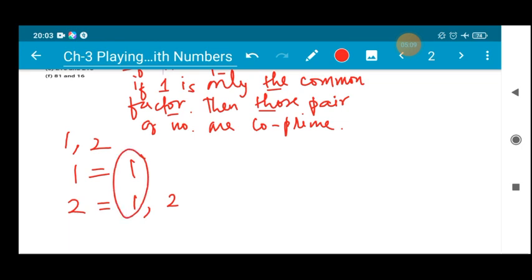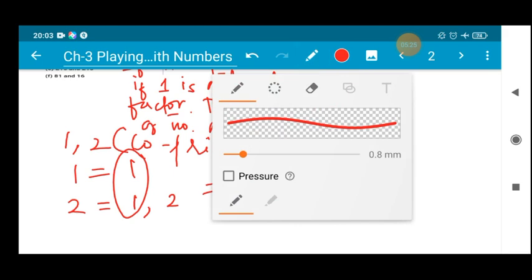So what is the common factor here in both the cases? 1. If in such numbers you get only 1 as a common factor, then this will be considered. So 1 and 2 are co-prime numbers. Right? 1 and 2 are co-prime numbers. Okay, I hope you have understood this.